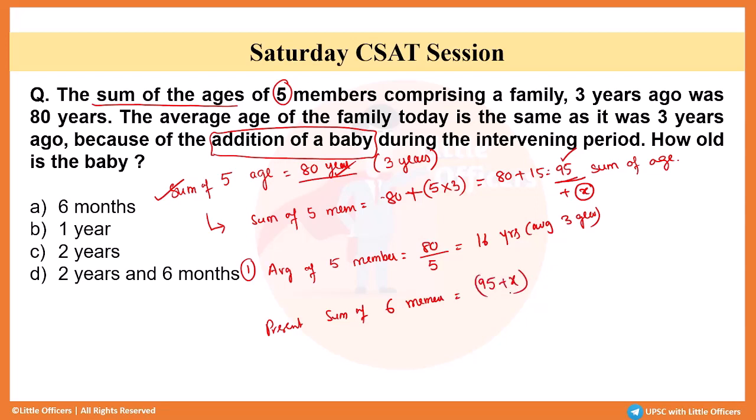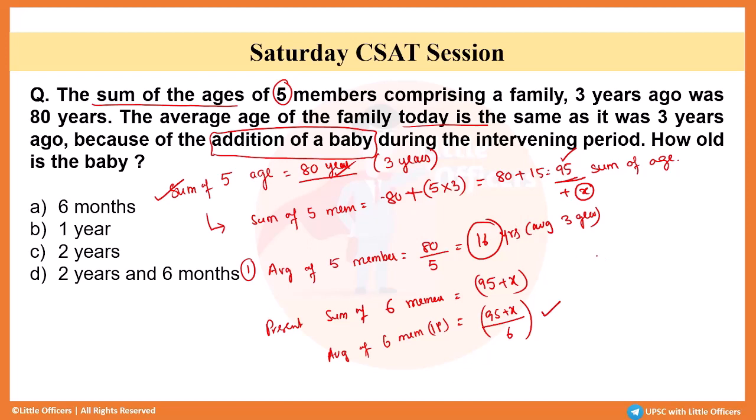This is the sum. But if I wanted to take the average of the 6 members at present time, it is the sum, that is 95 plus x, divided by 6 करना होगा क्योंकि now the members are 6, and it is given that this average is exactly same as this average. That is the condition given here. Look at this: the average age of the family today is same as it was 3 years ago. This has happened because of addition of baby.